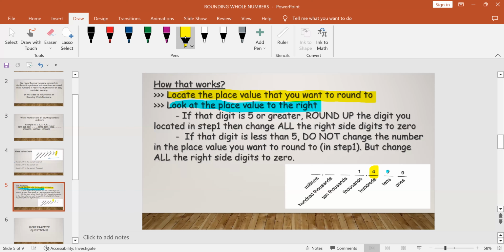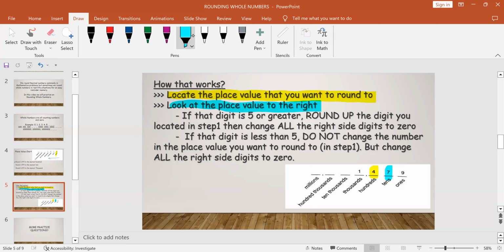Now look at the place value to the right. So to the right, the place value here, we have a 7. Then let's use the blue to represent that. So the yellow is the 100 place, and the blue, the place after the 100 place. So the place value to the right. Now, if that digit is 5 or greater, I'm reading again the steps, round up the digit you located in step 1. So yes, 7 is greater than 5. Okay, it's 5 or greater.